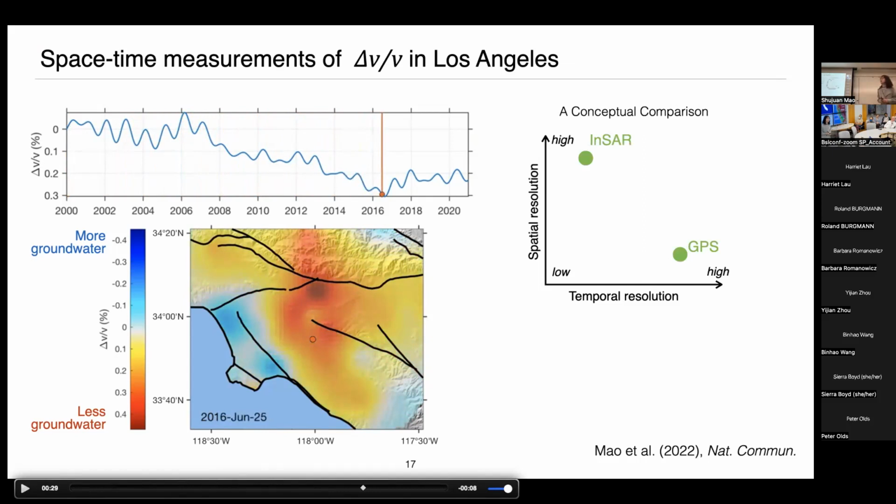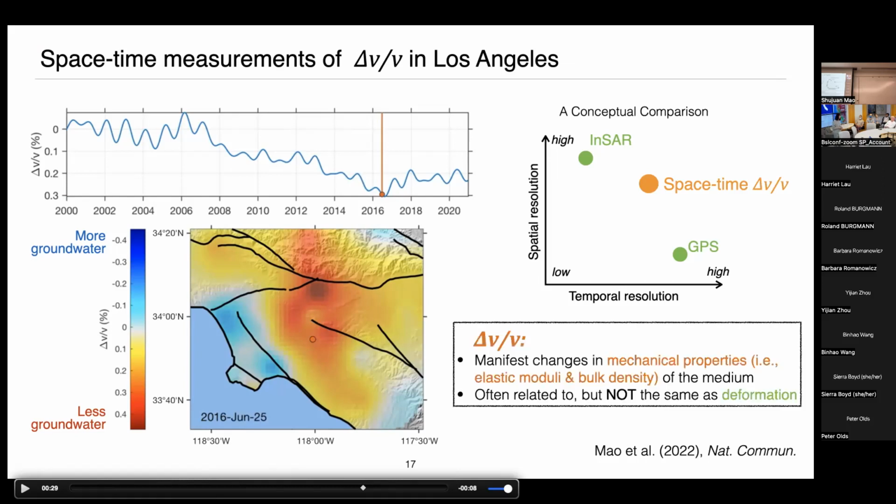So on the right side is a comparison with InSAR and GPS in terms of resolution. We know that GPS excels in its high temporal resolution and InSAR in high spatial resolution. And our delta V over V falls around here. So to some degree, it incorporates both the advantages of GPS and InSAR.